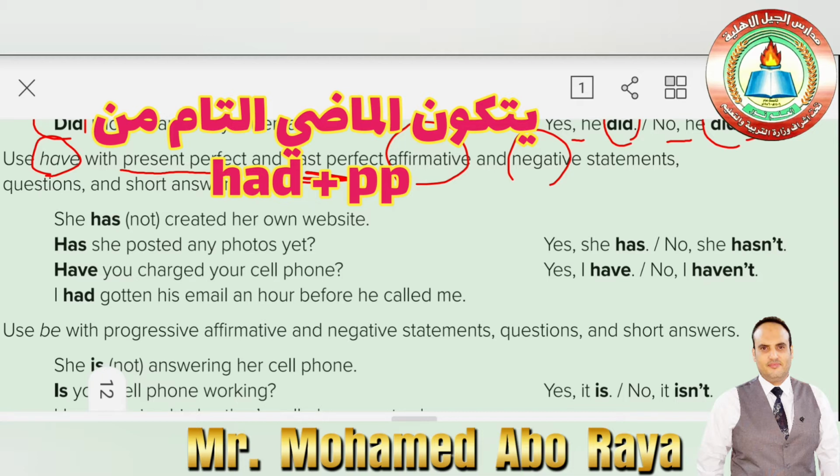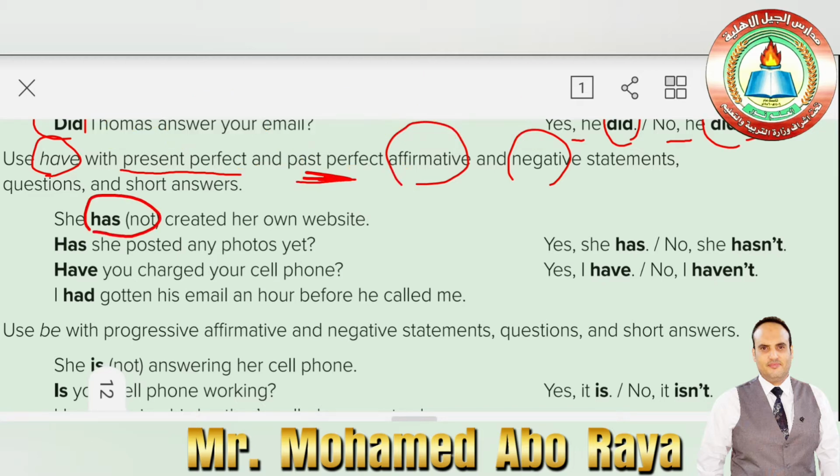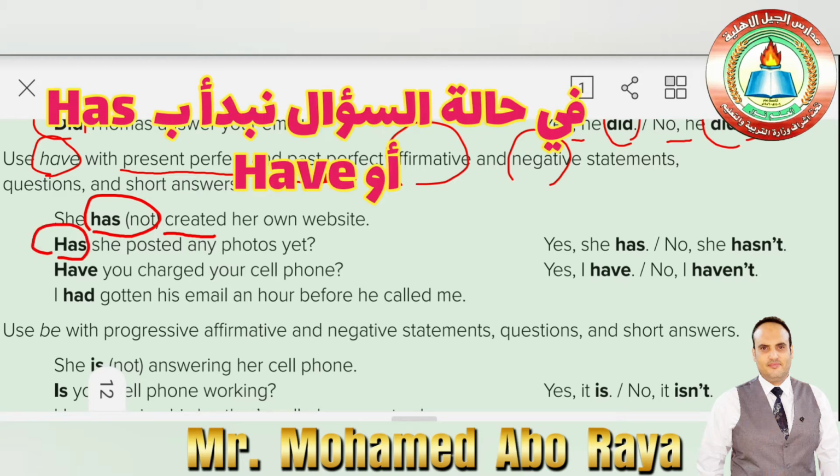In the case of negative, you can say she has not. We use has here after the pronoun she. She has not, and then put the past participle. In the case of question, begin your question with has: has she, subject, and past participle. Has she posted any photos yet?